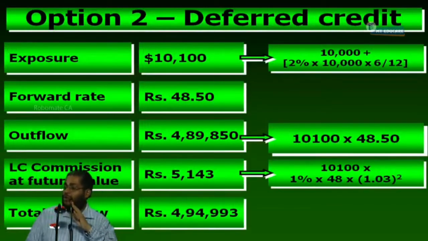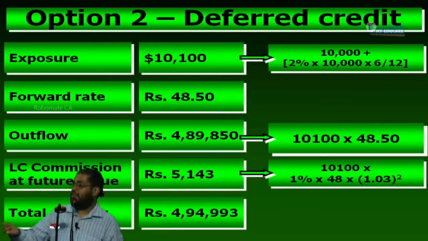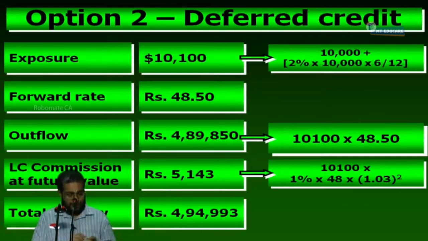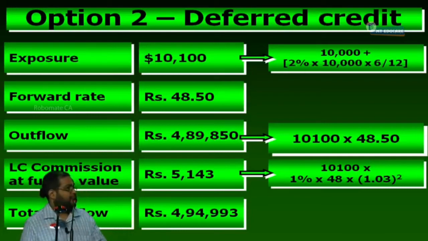The total outflow is 4,94,993. That is the solution for this particular sum. Everybody following or not? So now please copy the last two lines. LC commission payable at future value. LC commission at future value 5,143.